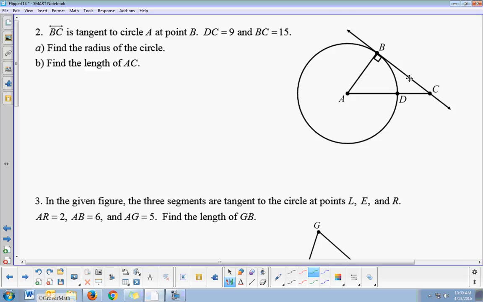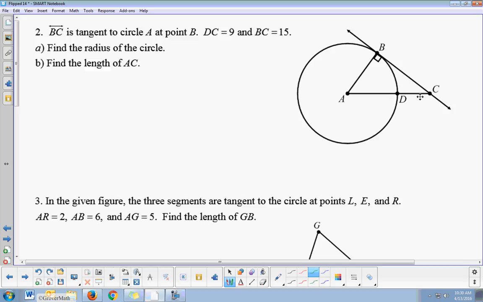BC is tangent to circle A. Sorry, so now they're telling us a tangent. So if this is a radius, then we know we have a perpendicular relationship. We know we have a right triangle. DC, this little exterior segment, so this AC, this is not a tangent. This is a secant, or at least part of a secant.